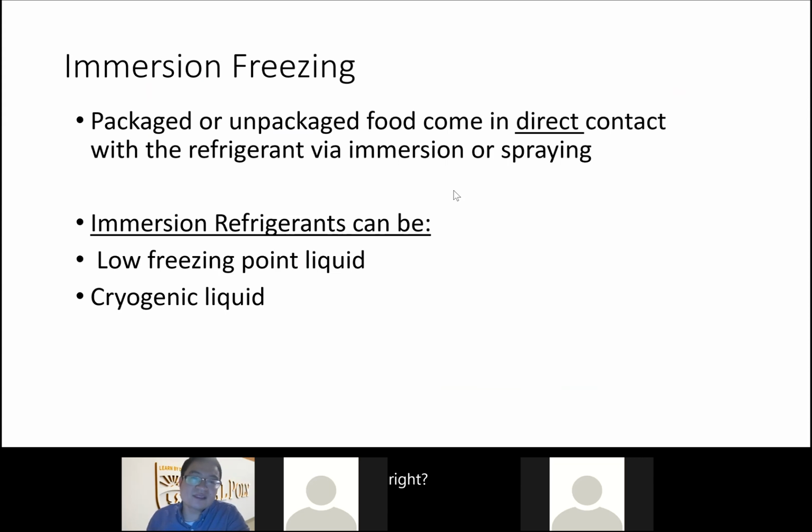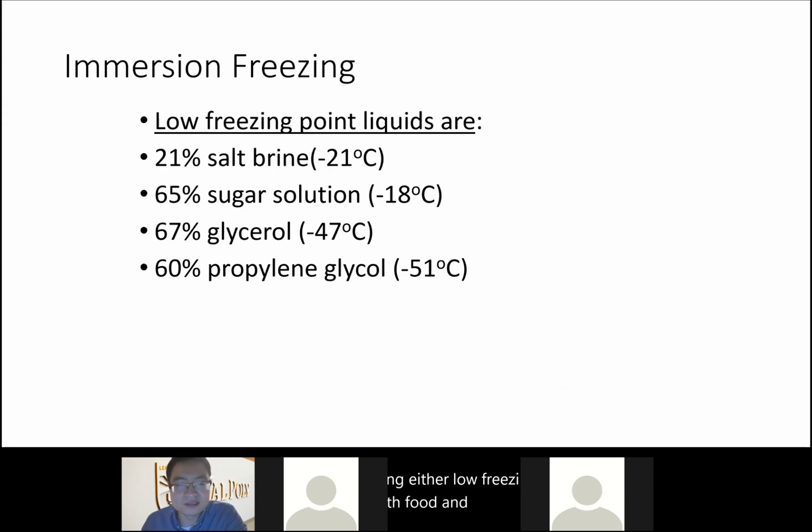All right, the next one is the immersion freezing. So the immersion freezing is pretty much like what we talked about last week, last class, the cryogenic refrigeration. Okay, so basically we are using either low freezing point liquid or cryogenic liquid to directly contact with food and to cool it down. So some low freezing point liquids that have been used are either high concentration of salt solution or sugar solution, right?